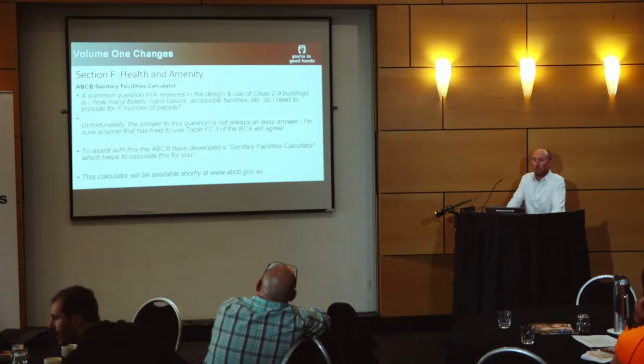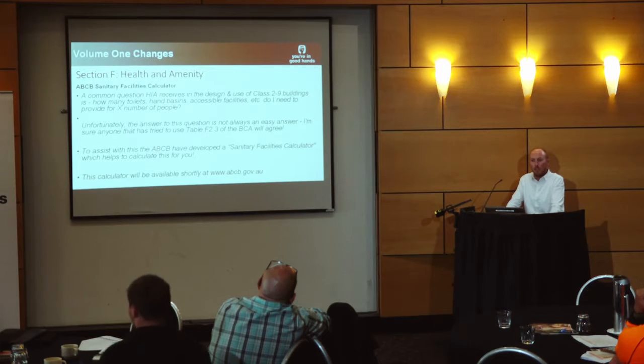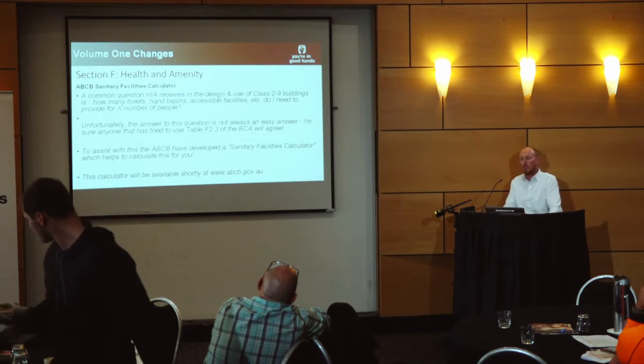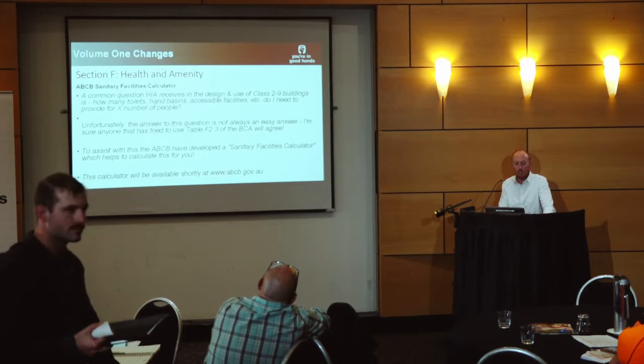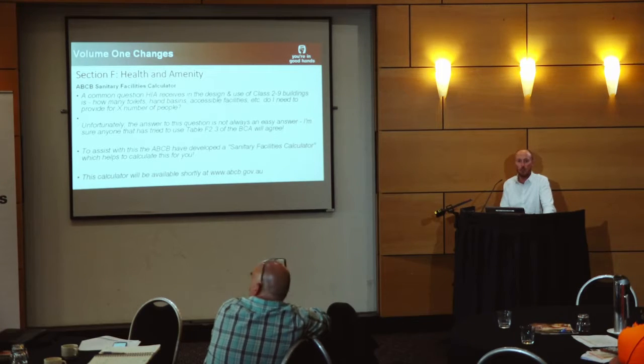There's a new one, and this is something that we commonly would get asked: how many facilities do I need for this building? How many hand basins, how many urinals, how many toilets, how many ambulant facilities, all of this sort of stuff. And it's a complicated process in how you work that number out. So the ABCB has developed a calculator to assist you all in working out what those numbers are.